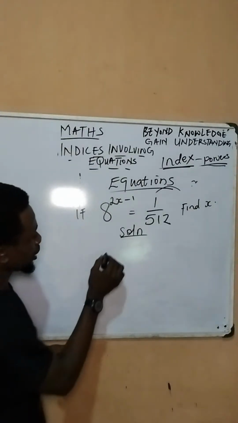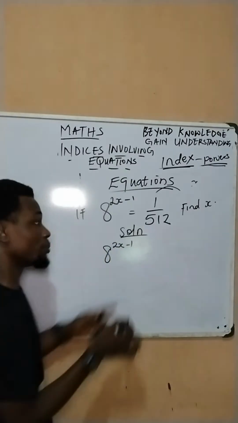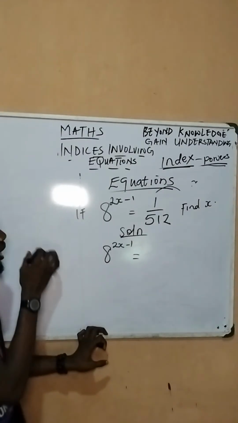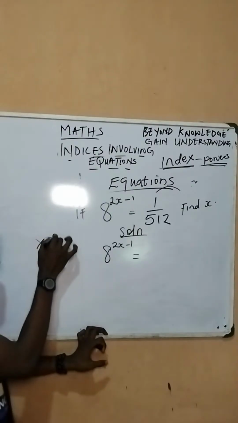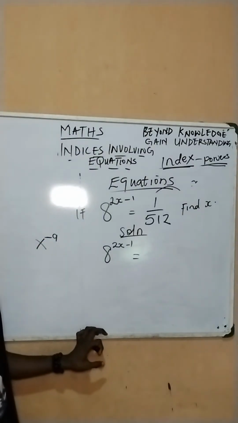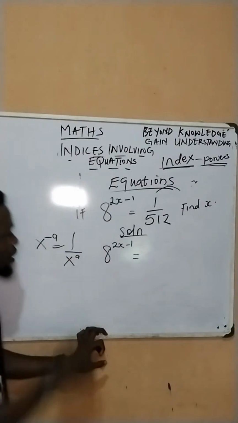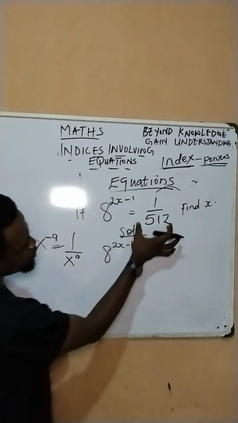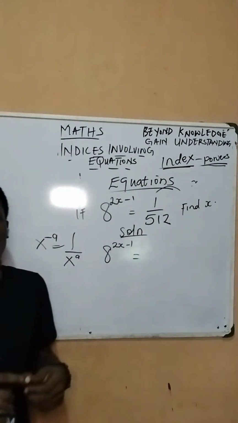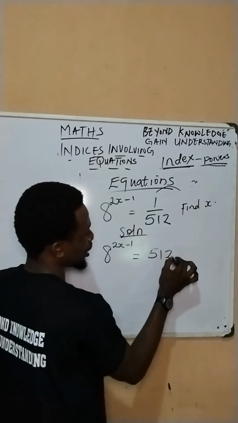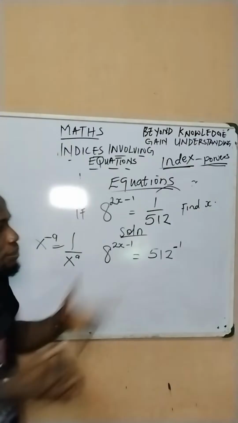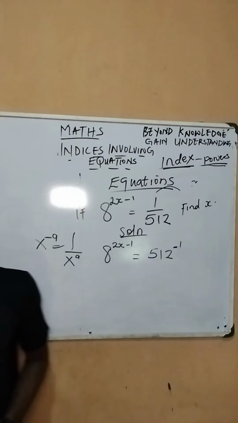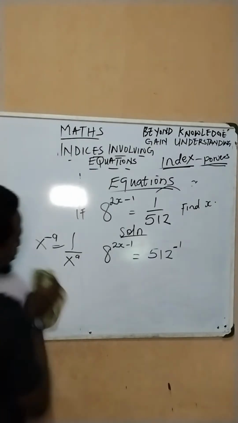Well, I could do 8 raised to the power of 2x minus 1, bringing up what is on the left hand side, equal to... I know from the law of indices that anytime you have a variable raised to a negative power, it means the inverse of that variable raised to the positive of that power. So what am I thinking here? I could switch this 1 over 512 to be 512 raised to the power of negative 1. Yeah, because it's inverse. So this is the first step. It's not really much, but it can get me started into solving this given expression.